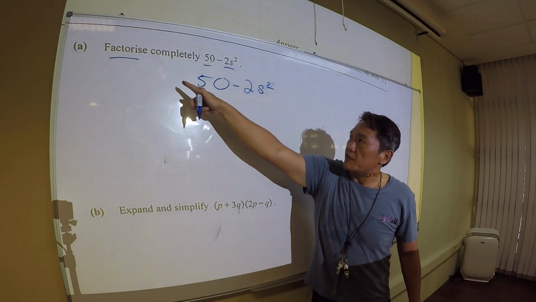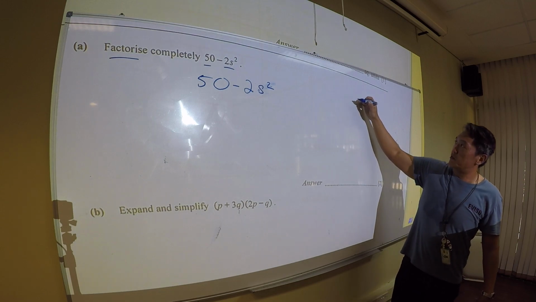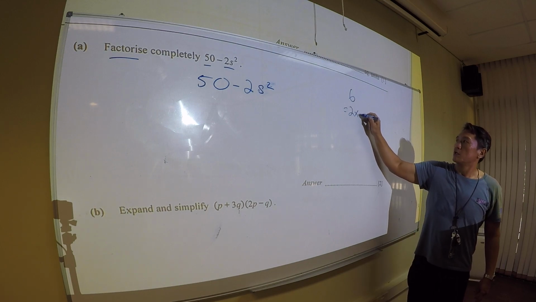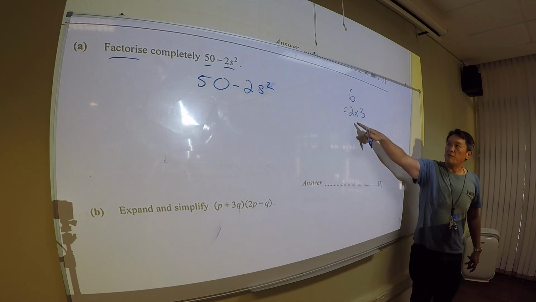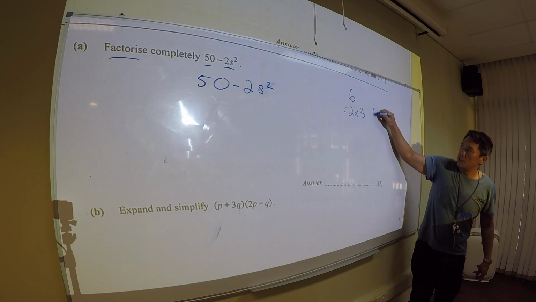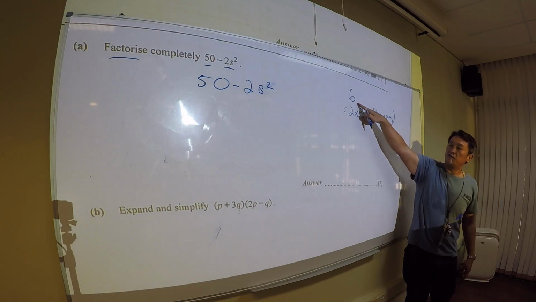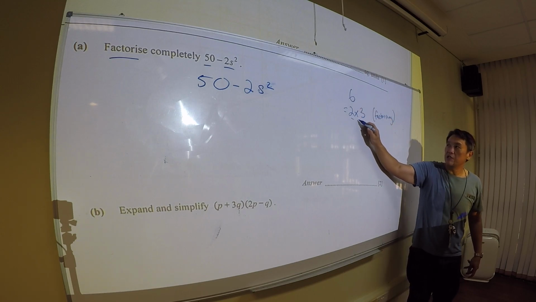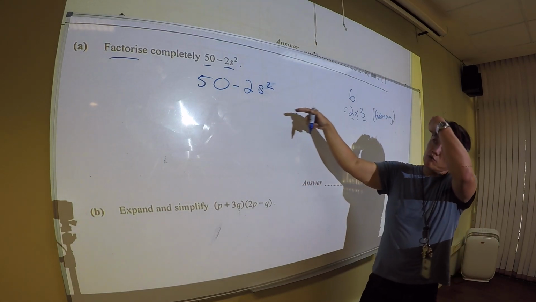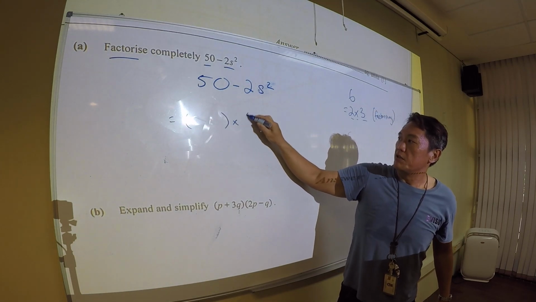Okay? So factorize means to write a number differently. For example, the number 6 can be written as 2 times 3. I am writing what multiplies what to give me this number. This is what we call factorizing. Instead of the number itself, we write it as something multiplied by something. So similarly here, 50 minus 2s squared, we want to write it as something multiplied by something.